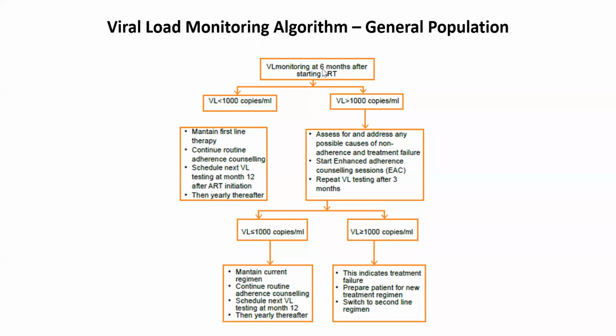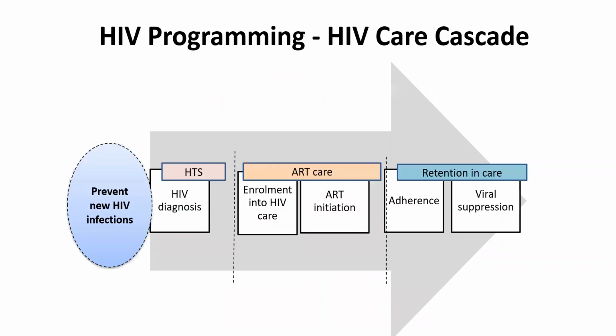So I think the schedule is just: first viral load after 6 months, then at 12 months, then yearly. So it's 6 months, 12 months, yearly. But whether your viral load is less than 1,000 or more than 1,000, you then need to follow these steps which I've highlighted here. So this is what I was discussing prior. I was discussing most of the clinical management issues.